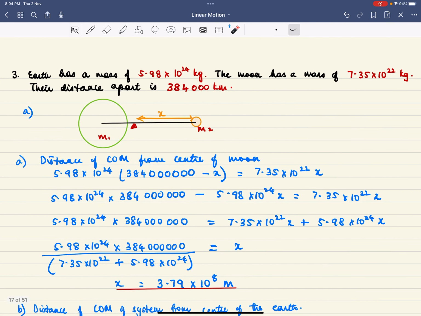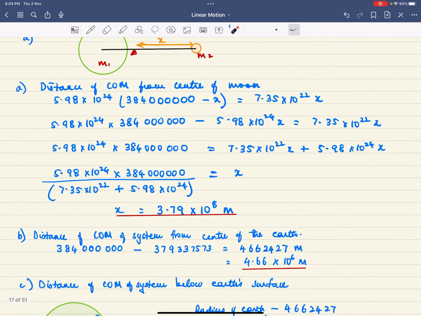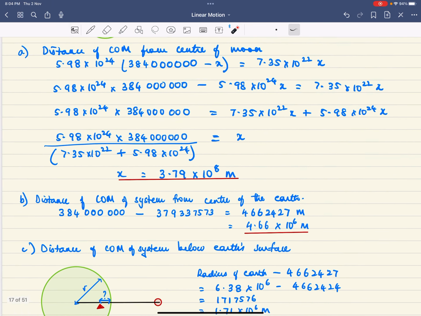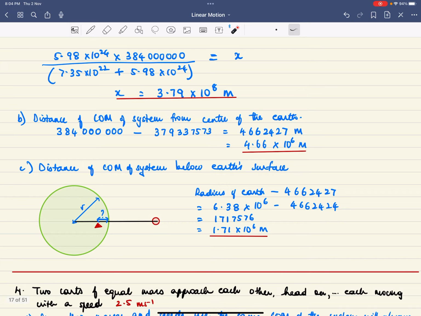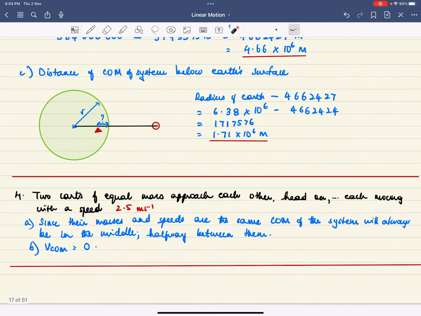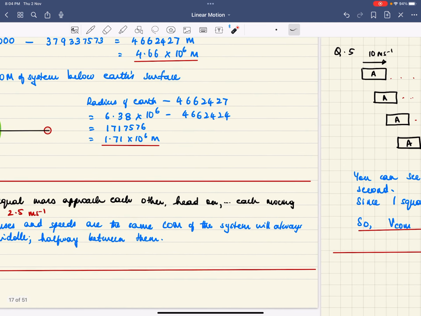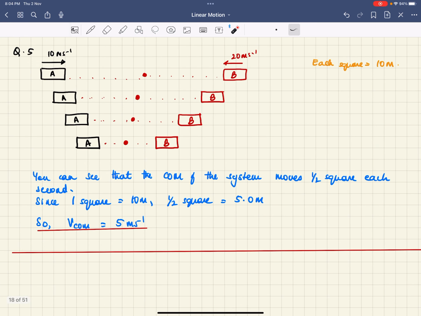Okay, and then here's another question, and I've written a little bit of the question, and this is how you solve it. There are 4 questions here, and then there's one here. So each square is 10 meters. A and B have the same mass, and they're approaching each other with different speeds.